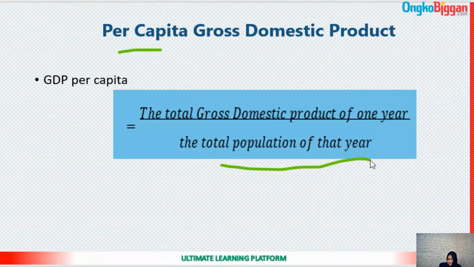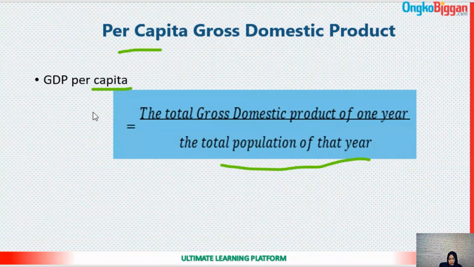Total population of that year, we get the GDP per capita. Per capita means the annual GDP per person of a country. Per person of a country in a specific fiscal year, the total gross domestic product is divided by the total population, and the GDP per capita can be calculated.